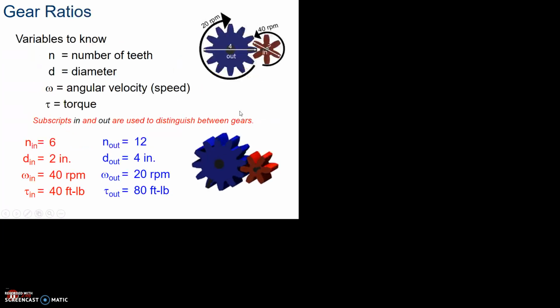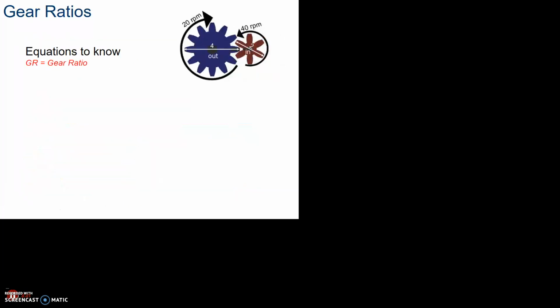Now let's talk about gear ratios. For gear ratios, we can use either the number of teeth, the diameter, the angular velocity, which we call omega, that's what this symbol, the W, is, or the torque. In this case, our blue gear has a total of 12 teeth, our red gear has 6 teeth. The diameter is 2 inches versus 4 inches. Then the rotation: this is 40 RPM, so 40 revolutions per minute, compared to 20 revolutions per minute. And lastly, the torque in, torque out: 80 foot-pounds compared to 40 foot-pounds of torque.